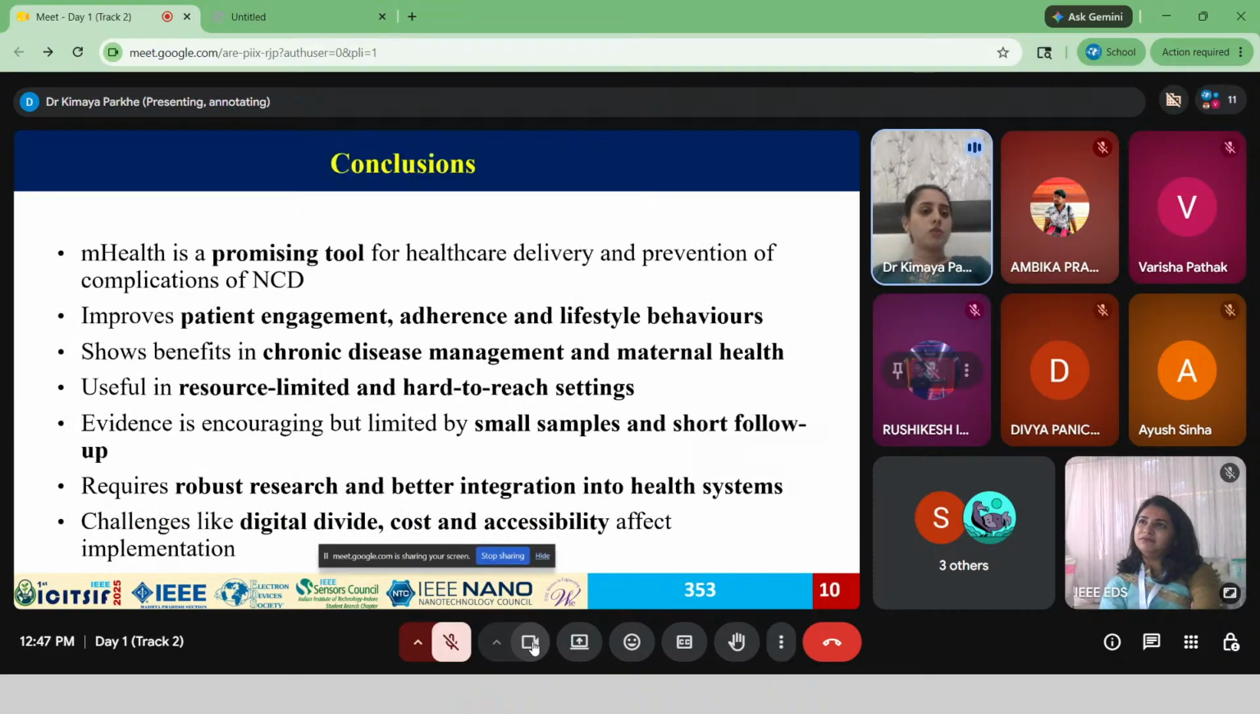The conclusion would be that medical health applications are a promising tool for healthcare delivery and prevention of complications, like in NCD cases. It also improves patient engagement, adherence, and lifestyle behaviors. It shows benefits in chronic disease management and maternal health as well. It is useful in resource limited areas and hard to reach settings. The evidence is encouraging but limited by small samples and short follow up. It requires robust research and better integration into the health system.